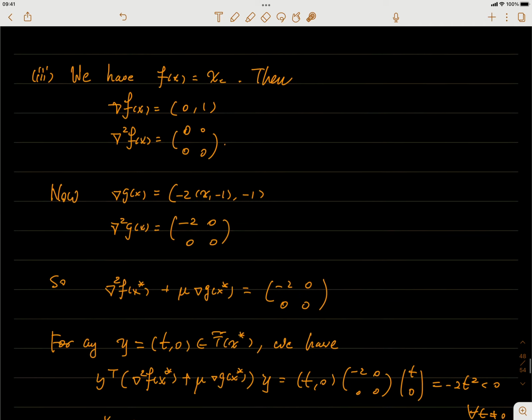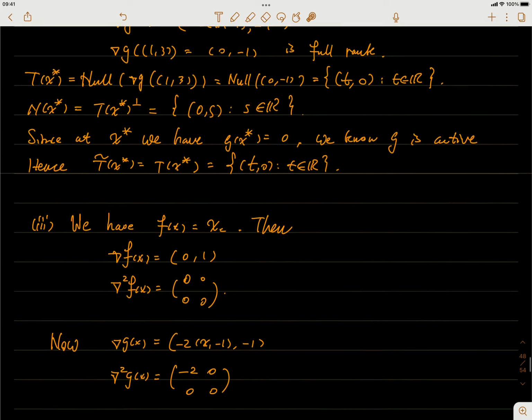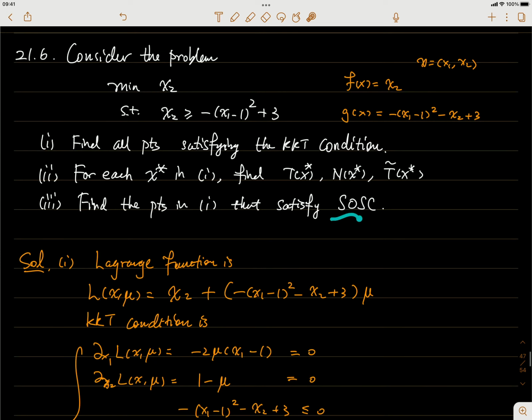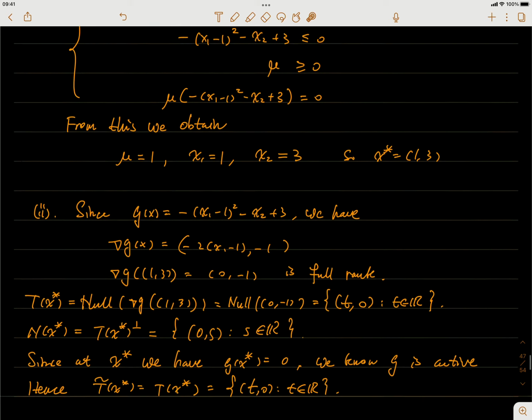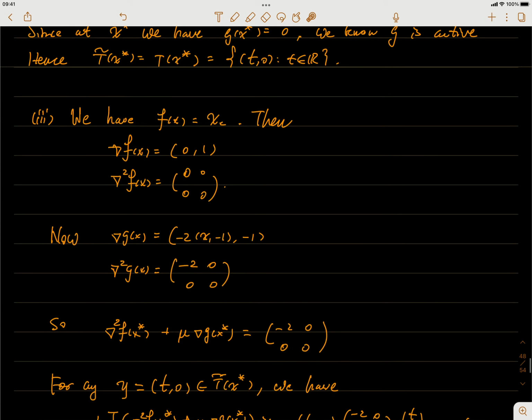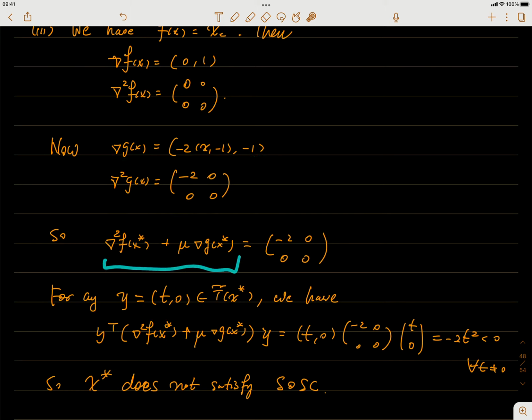The last question is to use the second order condition to check if this point x star satisfies the second order sufficient condition. To that end, we need to form the weighted sum of the Hessians. The f is this. The gradient of f is this, and the Hessian of f is this. And then the gradient of g, we already know g. The gradient of g is this, the Hessian of g is this. Then you take this weighted sum, and you get that.